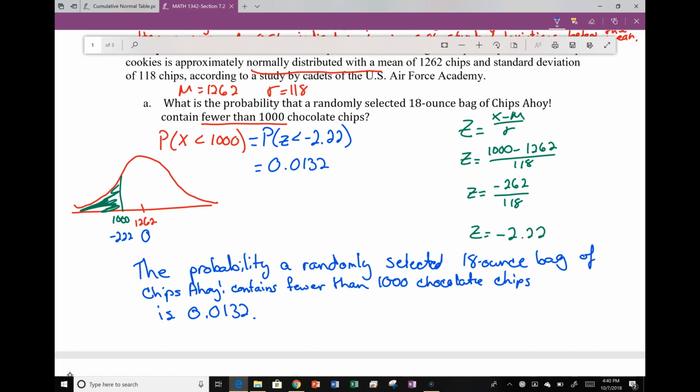Now you'll notice that I'm still using the decimal format. I'm not changing this into percentages. It didn't ask what is the percent that are randomly selected. It asked what's the probability. Probabilities are between 0 and 1. Please do not change those into percentages unless it asks for a percentage.